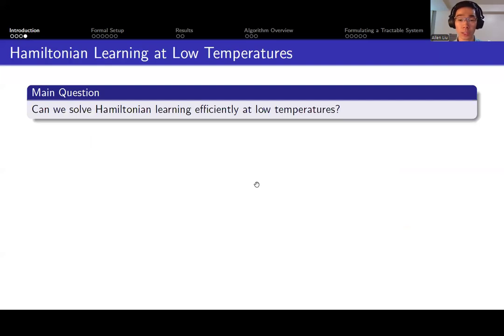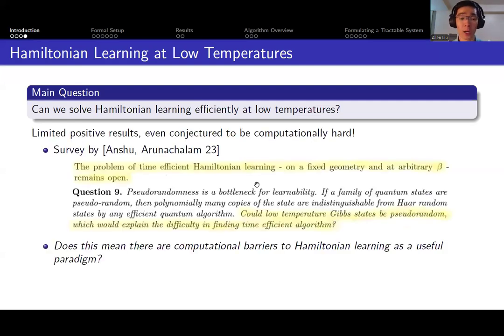So the main question we'll seek to address in this talk is, can we solve Hamiltonian learning efficiently at low temperatures? And there are actually very limited positive algorithmic results at low temperatures. And this lack of positive results has even led to conjectures that the problem of Hamiltonian learning is actually computationally hard at low temperatures. So for instance, there was a survey by Anshu and Arunachalam in 2023 where they conjectured that there may actually be computational barriers to solving Hamiltonian learning efficiently at low temperatures.